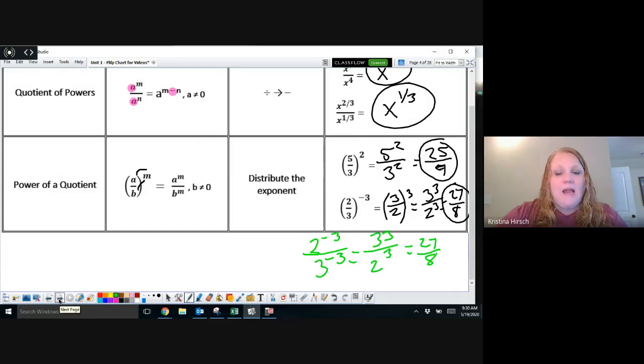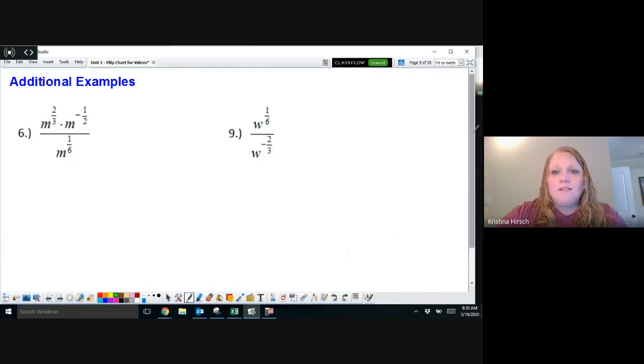I did want to look at a few more examples just to make sure. So some additional examples. These are a little bit more complicated, but think about order of operations, please excuse my dear Aunt Sally. In this problem, I have multiplication and division. So I'm going to go ahead and take care of this numerator.